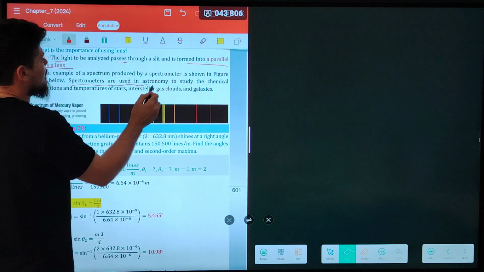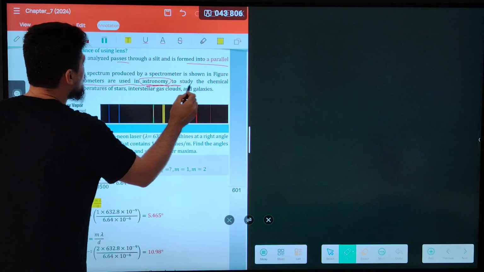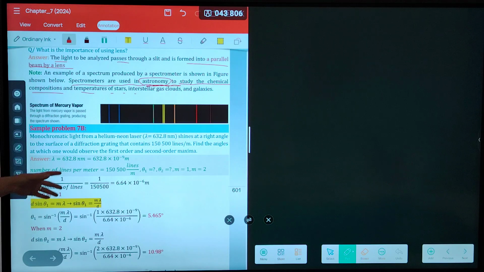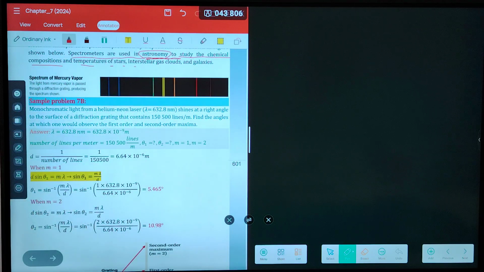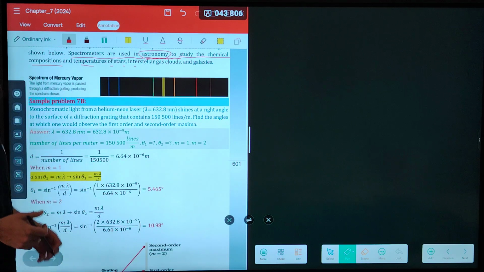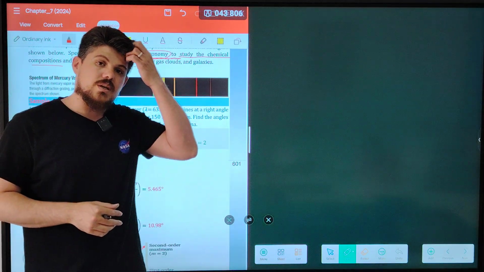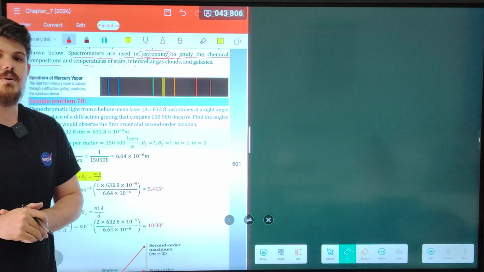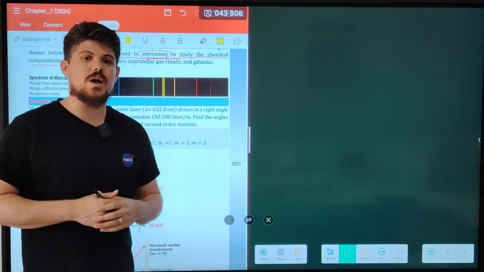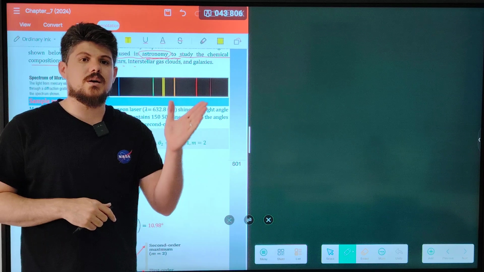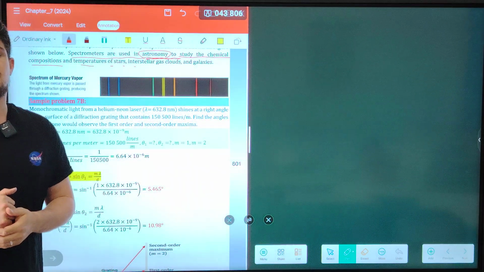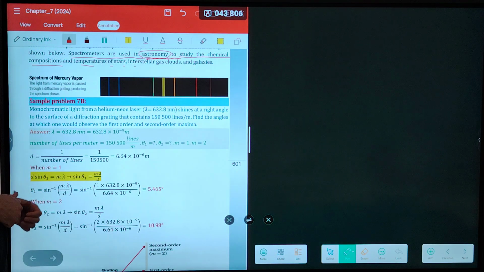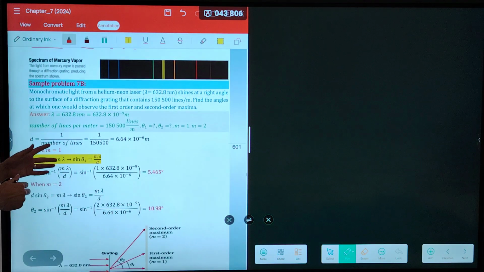Spectrometers are used in astronomy to study the chemical composition and temperature of stars, interstellar gas clouds, and galaxies. This is one example: the spectrum of mercury vapor. The spectral line of each gas is different. For example, the spectral line of hydrogen is completely different from the spectral line of mercury or of oxygen or any other gas. So the types of gas can be determined by using the spectrometer, because we can find and determine the composition of each gas.